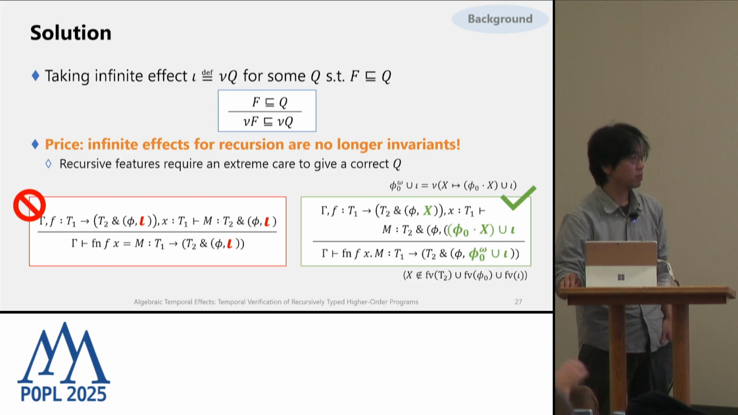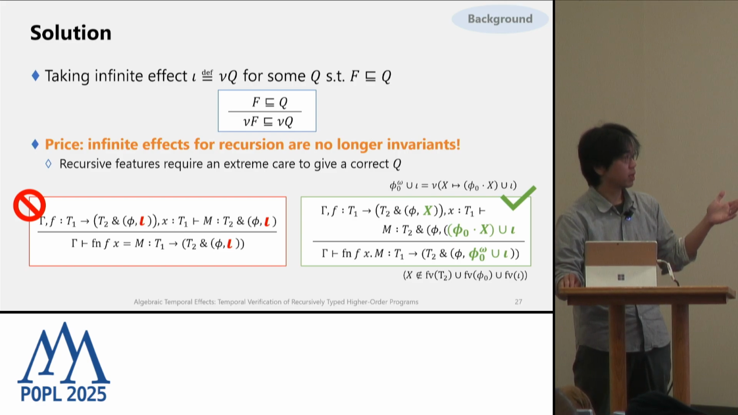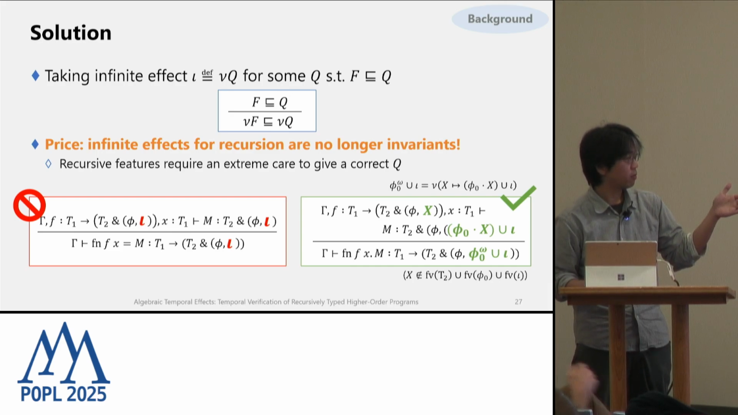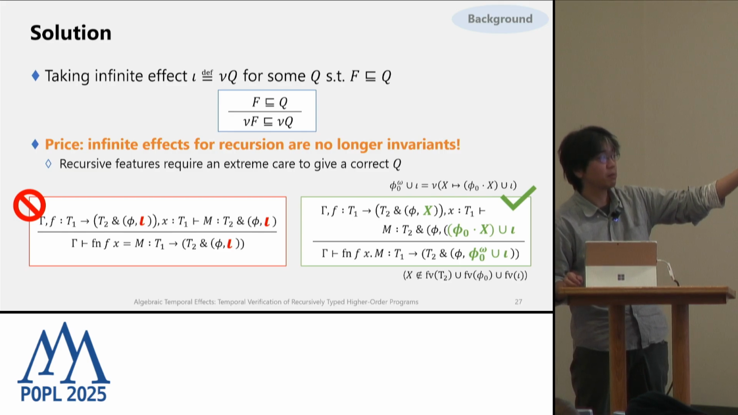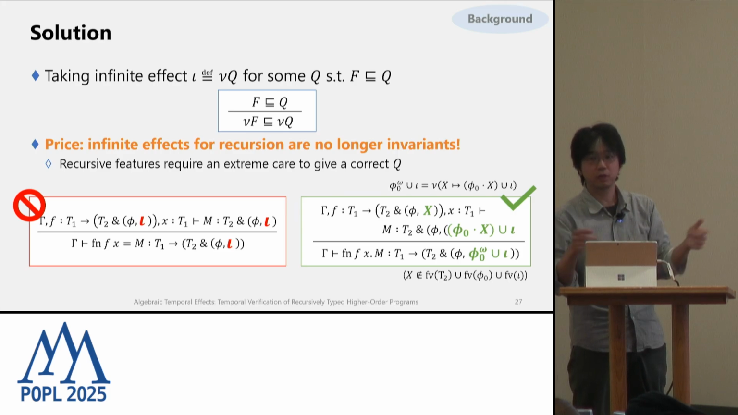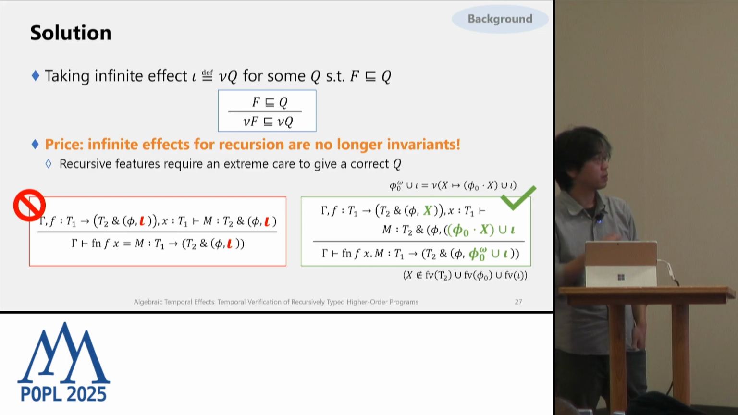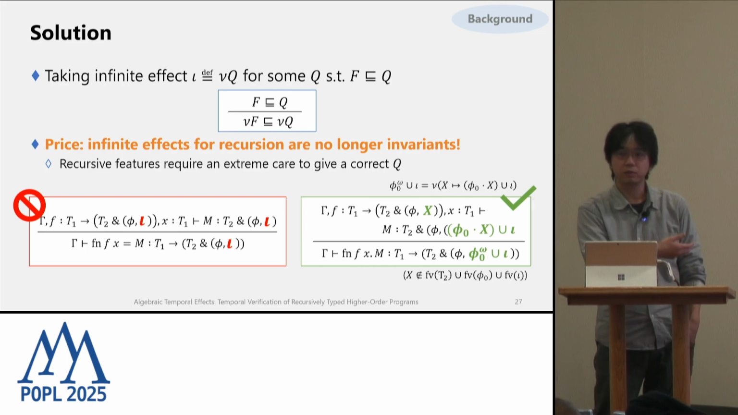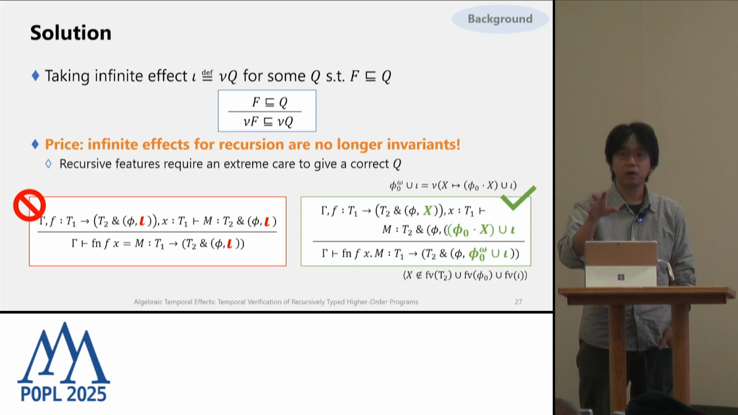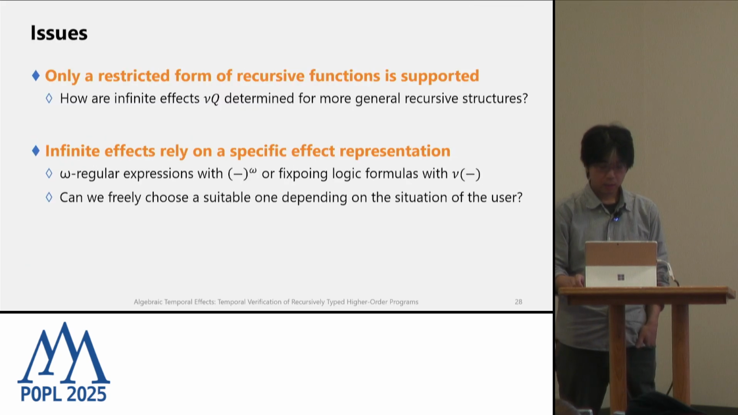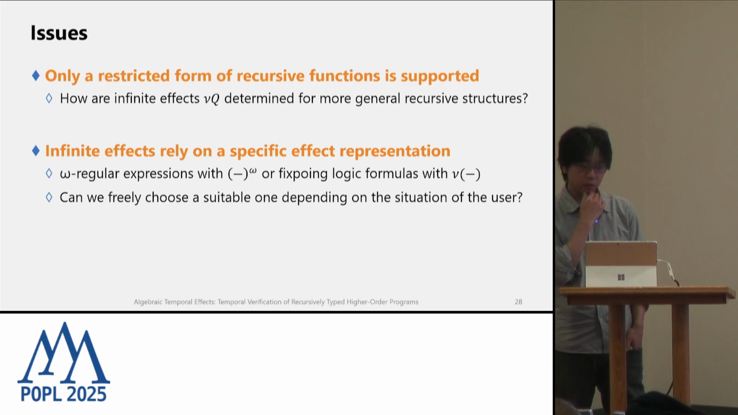So for example, in the usual type system, the typing rule for recursive functions can be assigned by assuming that the function type is invariant of the computations. But now we cannot use this standard typing rule for temporal effect reasoning. And actually, the previous work provides a special typing rule for reasoning about recursive functions. So in that sense, we need to take extra care in reasoning about recursive structures.